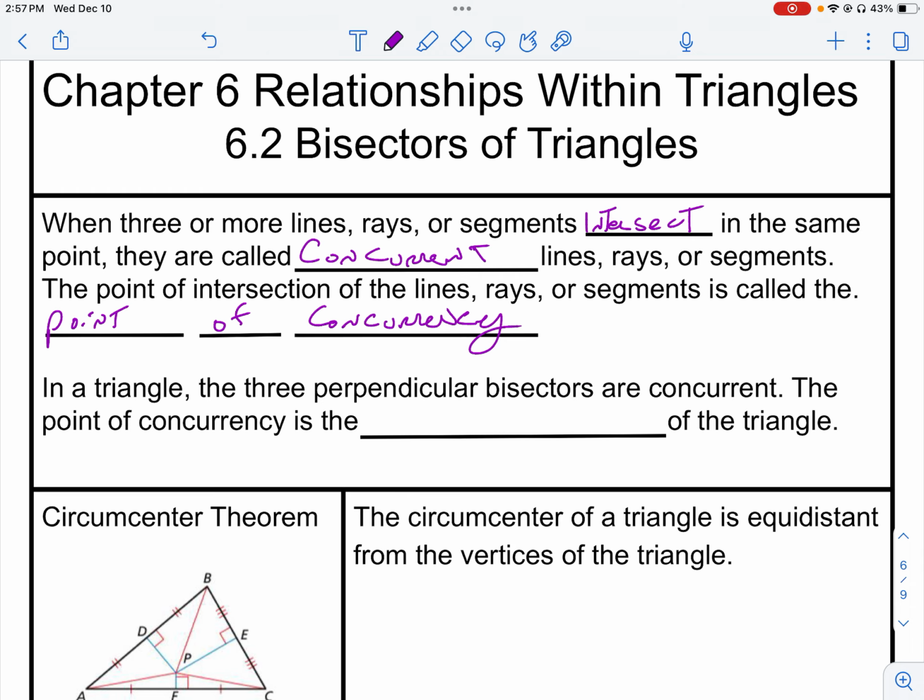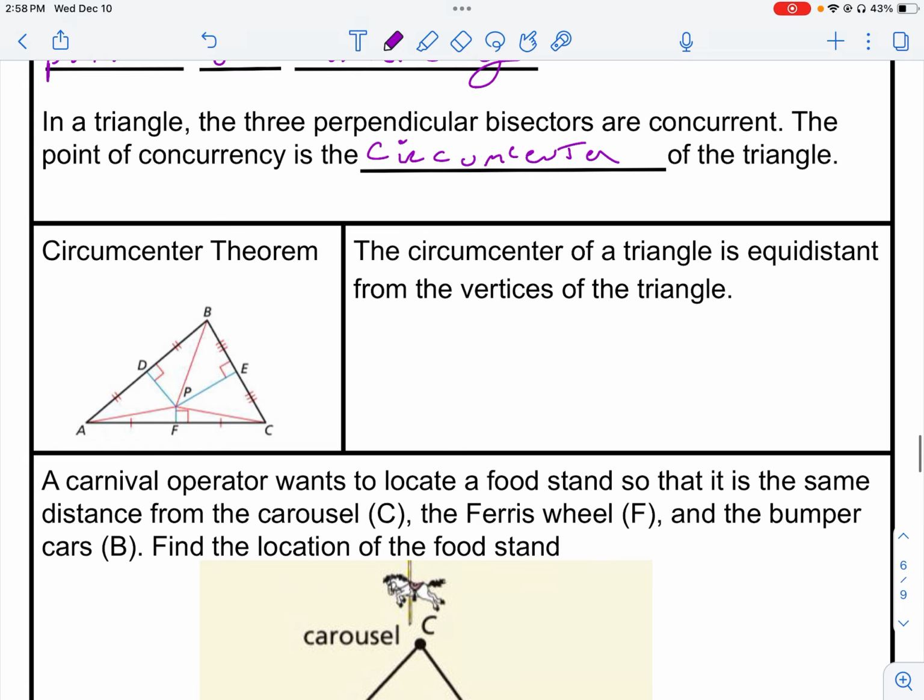And in a triangle, the three perpendicular bisectors are concurrent. And we call that point of concurrency the circumcenter. The circumcenter of the triangle, and we remember that perpendicular bisectors bisect a line segment perpendicular to that line segment. So let's see what circumcenters in a triangle do for us.